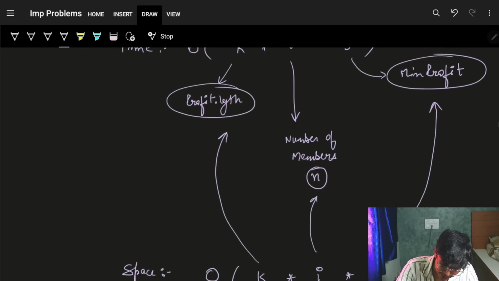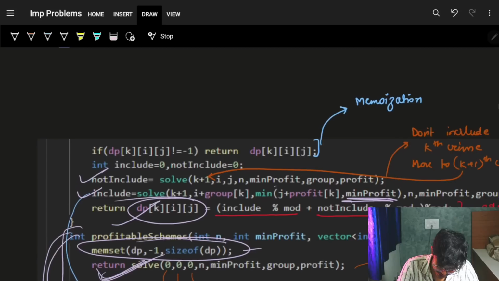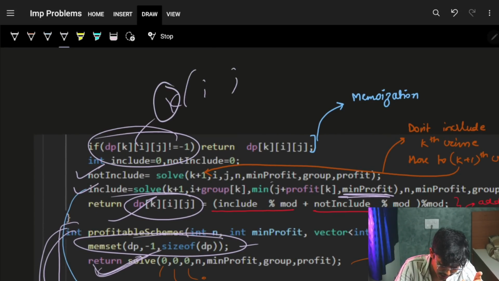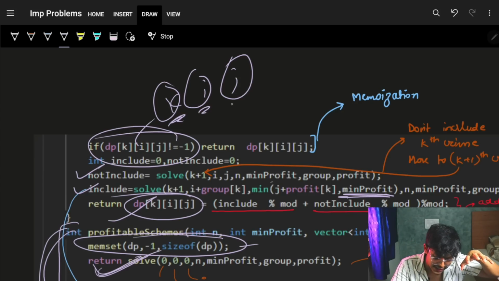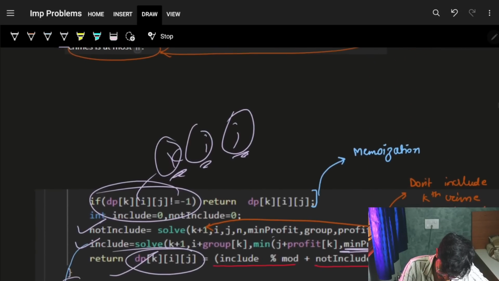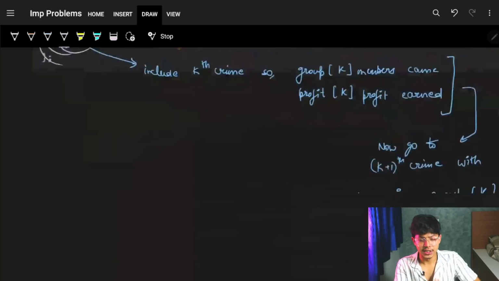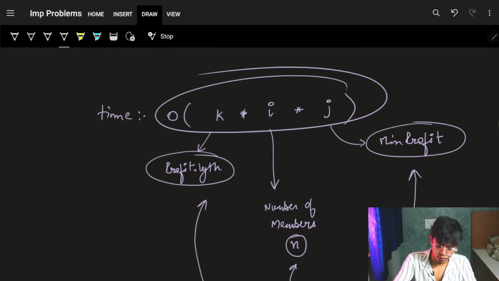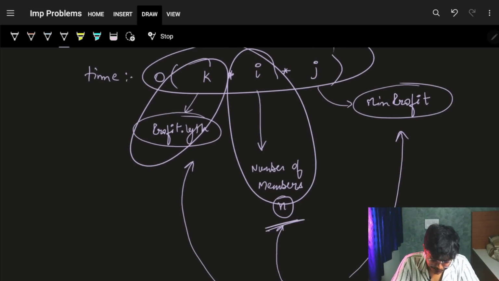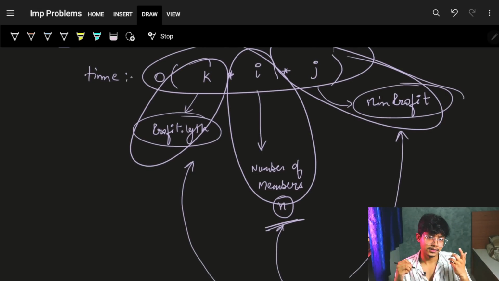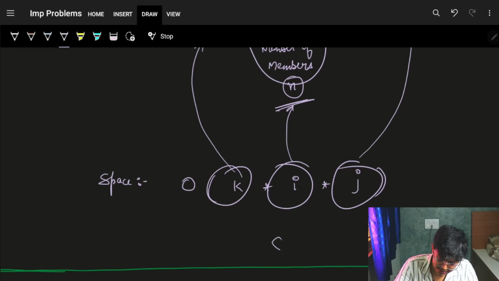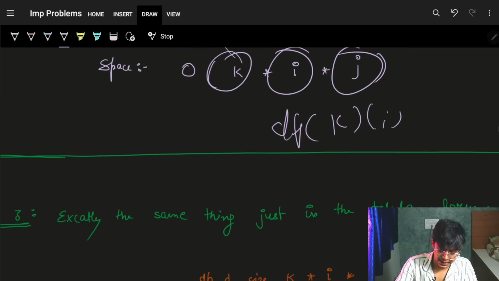The time complexity is O of k into i into j. As you can see, you are going to every one of those dp states, which is k, i, and j, indirectly in your recursive calls, because as soon as any state is done, it will just return back because of my condition. And as you know, k is profit.length, i is my members, which in total can be n, and j is the minimum profit, because it will go from 0 up to the minimum profit. And the same is the space, because you can see my dp was of size k, i, and j.